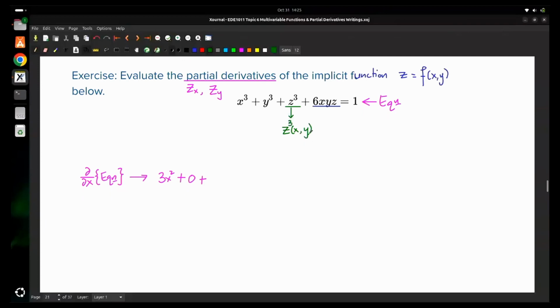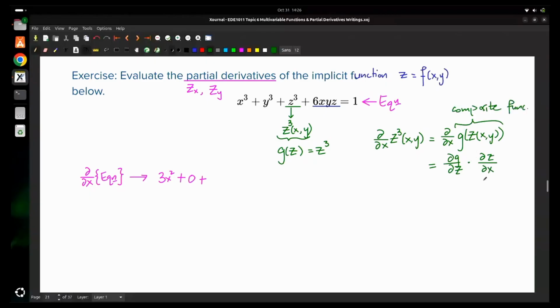And you are having a cube. So this is like a composite function, because z cubed is like g as a function of z equal to z cubed. So when you differentiate this z cubed, you must use the chain rule. Del x applied on z cubed, which is a function of x and y, is like del x applied on g of z of x, y, which means you differentiate g with respect to z first: del g del z times del z del x. Is that right? So this is your chain rule, because this is a composite function. Therefore you have to use the chain rule.